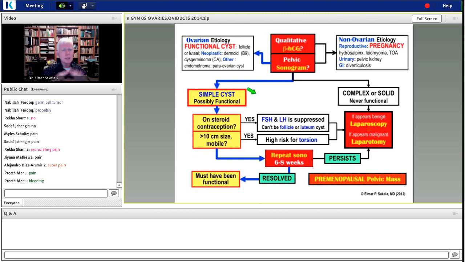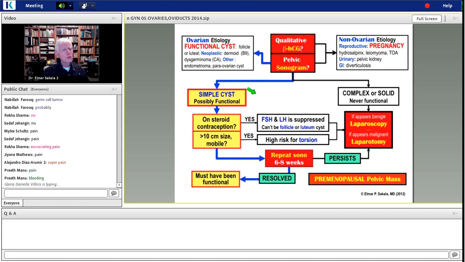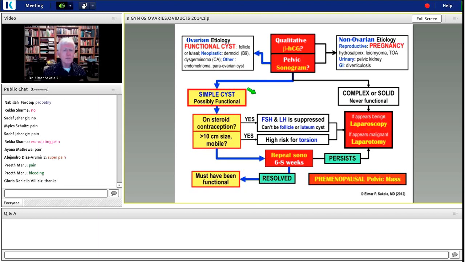Over time, it's going to get smaller and it's going to regress. You don't need to put the patient on oral contraceptive pills. Oral contraceptive pills will not reduce a mass which is already there. What oral contraceptive pills will do, it will suppress FSH and LH, and she will not have any recurrence. But it doesn't do anything to those which are already there.